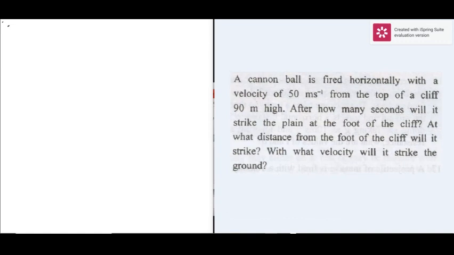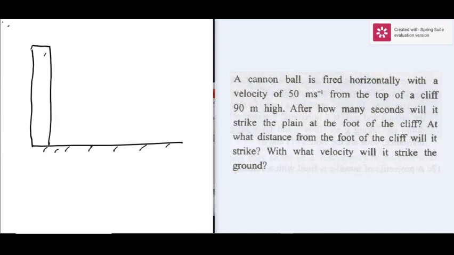The situation to this question is represented as follows. Here we consider this is the ground level. That is the cliff. It has a height. And we have the object there, the ball, which is fired with initial velocity Vx.